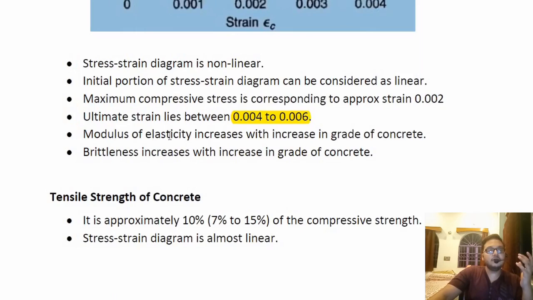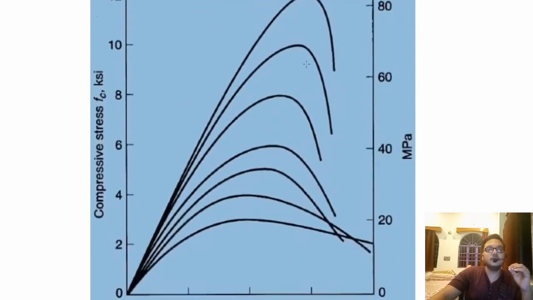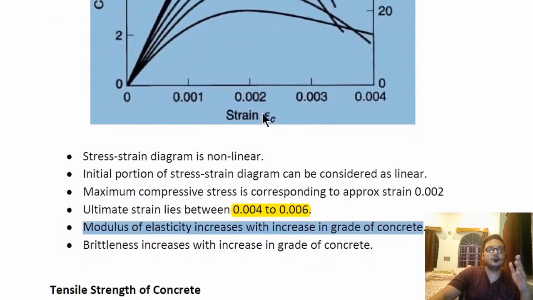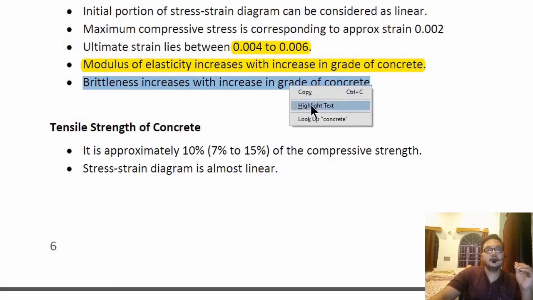The modulus of elasticity increases with increase in grade of concrete. So whenever we increase the grade of concrete, the modulus of elasticity will also increase, which we have seen in the graph. The brittleness increases with increase in grade of concrete. So again, brittleness increases with increase in grade of concrete.